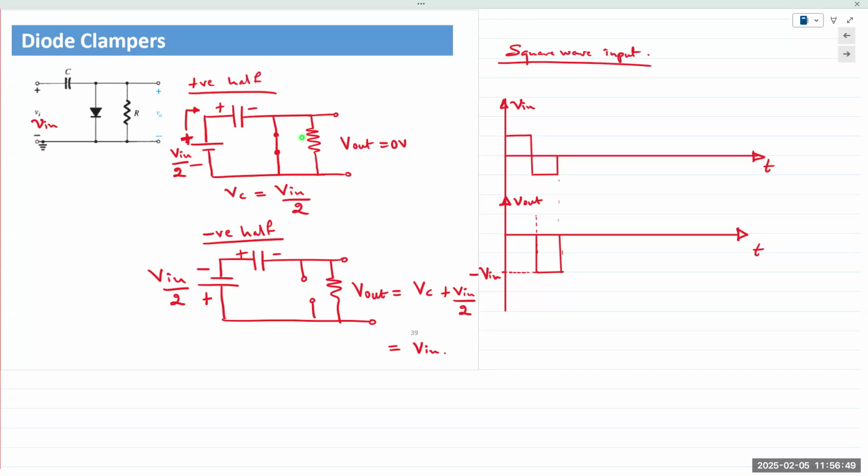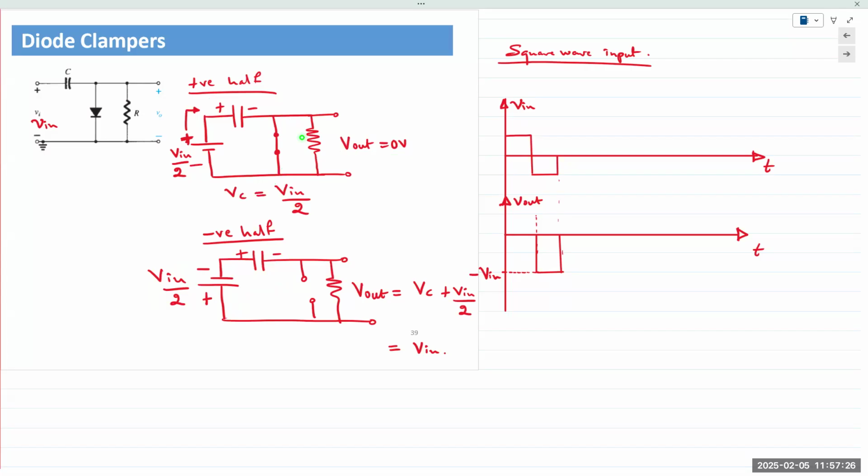In the negative half cycle, diode is off. If diode is off, then V out is basically capacitor and V in. Okay, VC plus V in, because it's in series. In the positive half cycle, because the diode is in series with the capacitor and parallel with the output, the output goes to 0. However, the capacitor has a pathway to charge.